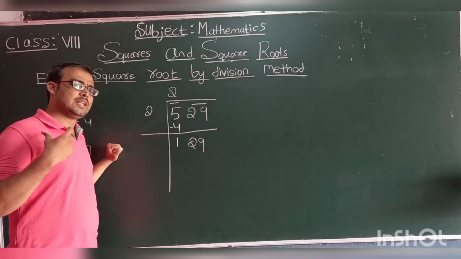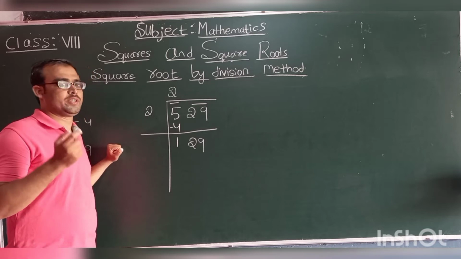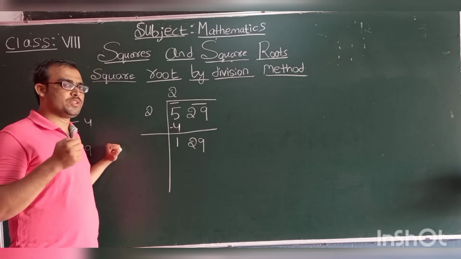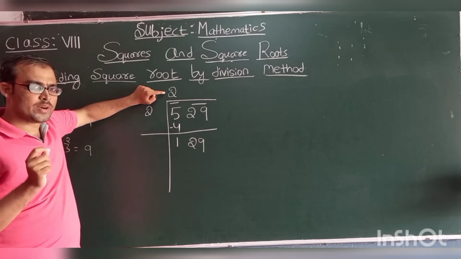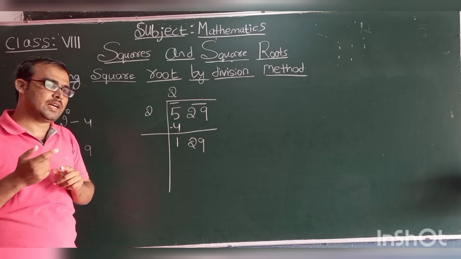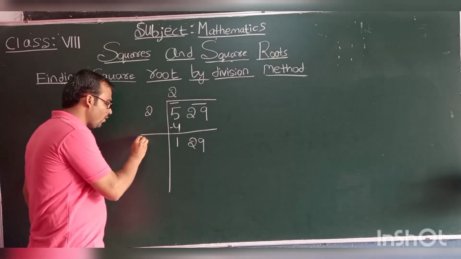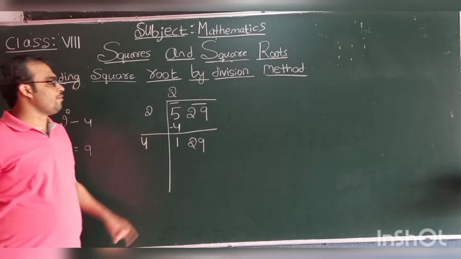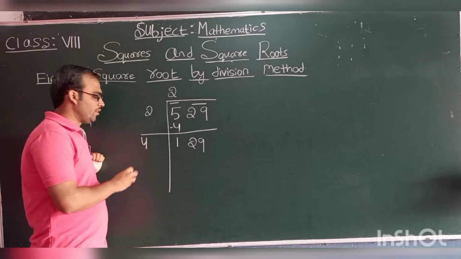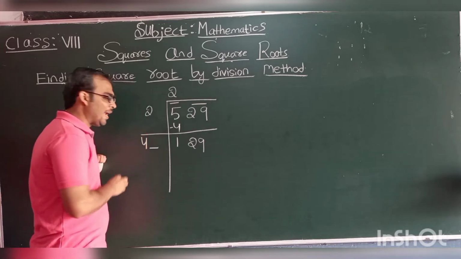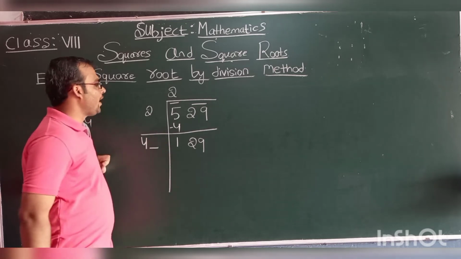Next, what is the next step? Now you need to double the quotient. So what is the quotient here? 2. So now what is the third step? You need to double the quotient. If the quotient is 2 and we double it, what are we getting? 4. So after doubling the quotient, we need to enter a blank towards the right of the digit.